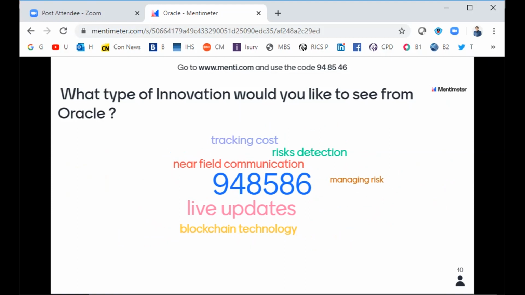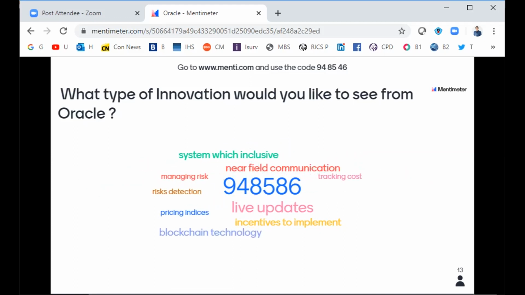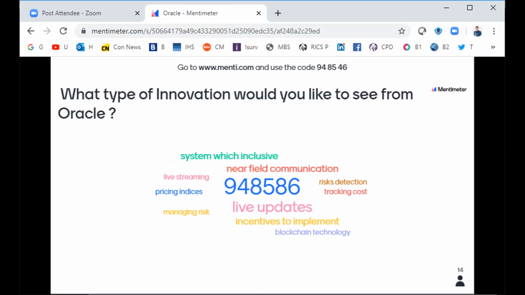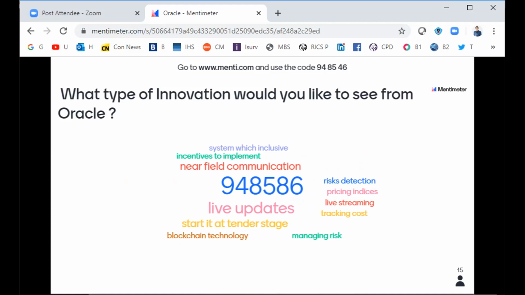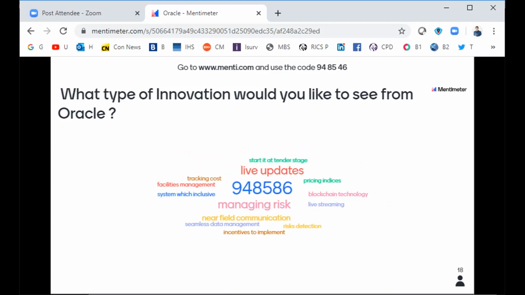So I'll give you 30 seconds before we conclude on that particular one. System which is inclusive, incentive to implement, price indices or pricing indices. Okay, so again, if you can type it in, start it at tender stage. So a few things coming in, 15 of you have already put your comment in. Already we can see risk, cost, facility management, something which is inclusive, blockchain technology, incentive to implement, and risk detection.